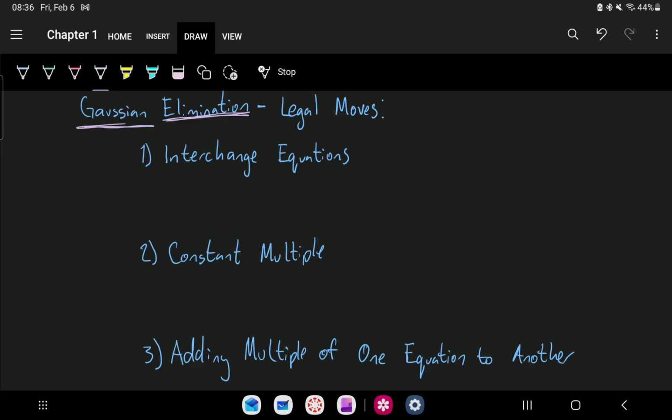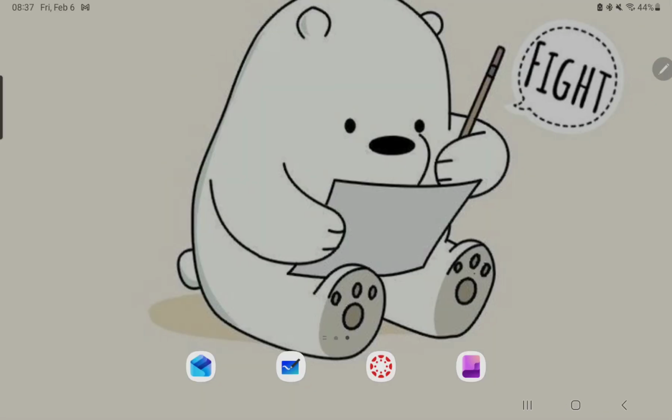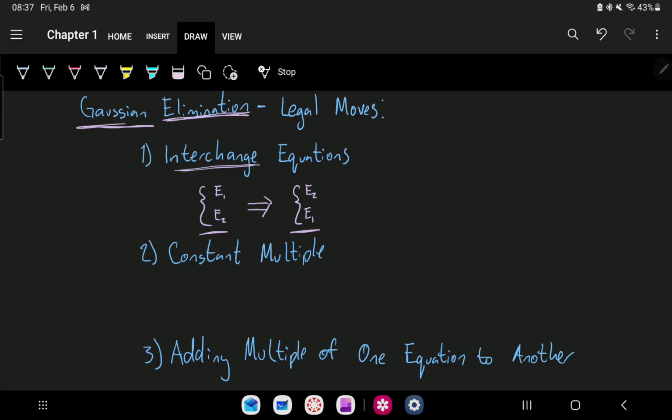But basically, the first one is we can interchange two equations, right? So if we have a system where this is equation 1 and this is equation 2, we can do an operation so that equation 2 is on top and equation 1 is on the bottom. And this might seem a little useless right now, but trust me, this is going to be very helpful. So right now we're just establishing that this is equivalent to this. These are the exact same things, so that is totally fine to do.